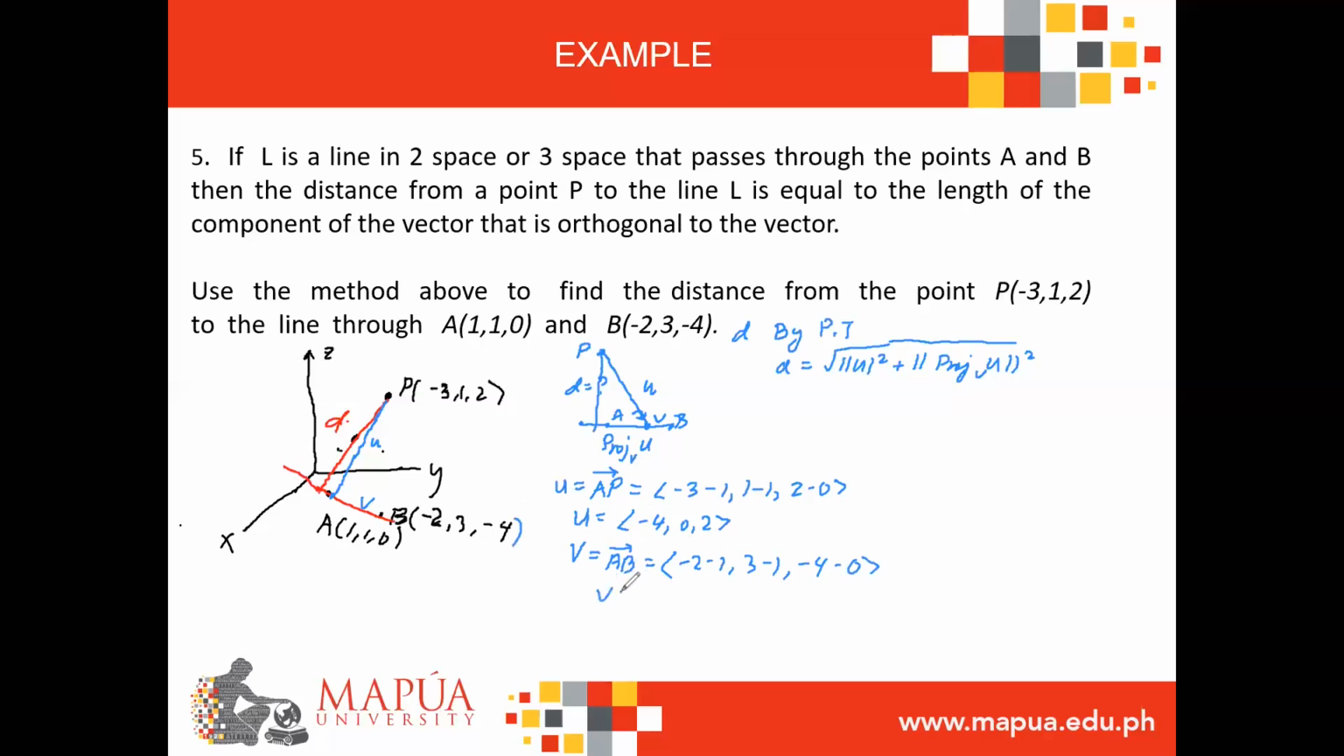Therefore, vector V will have components. Negative 2 minus 1 is negative 3. 3 minus 1 is 2. Negative 4 minus 0 is negative 4. So we can now compute for the projection of U onto V. Particularly, the formula is the quantity U dot V over the magnitude of V squared times V, based from the formula that I have shown you.